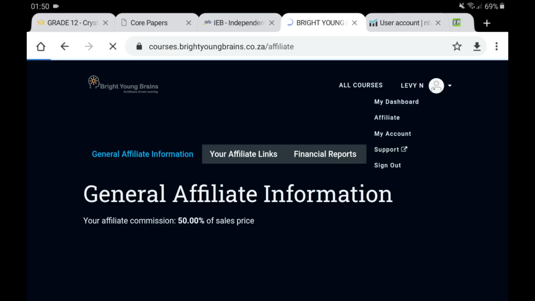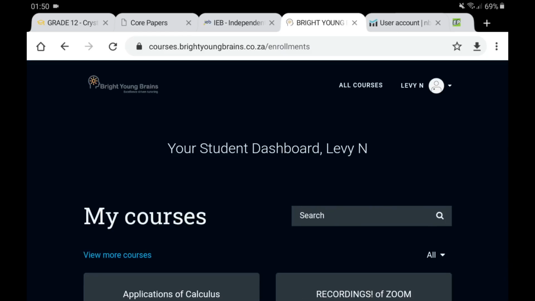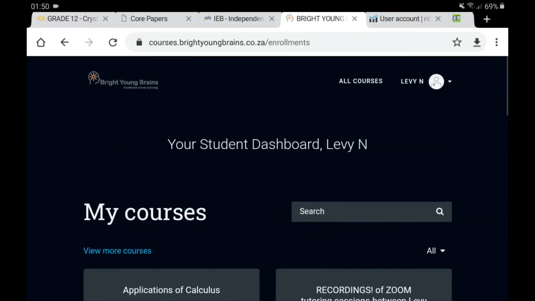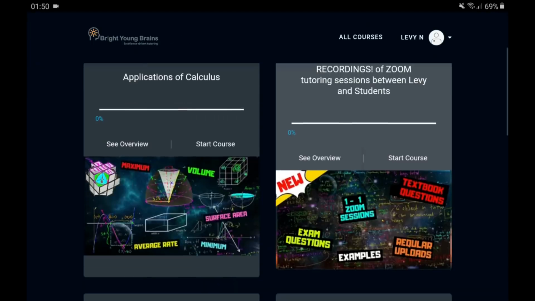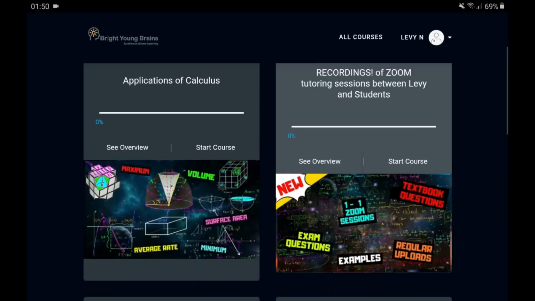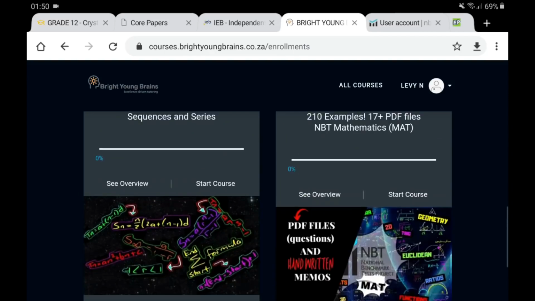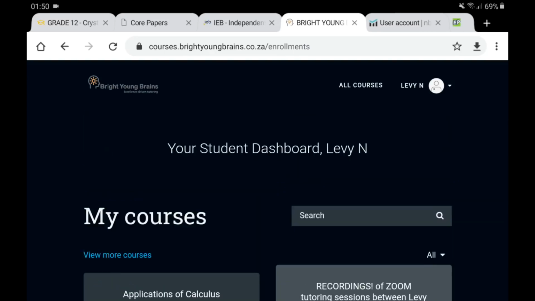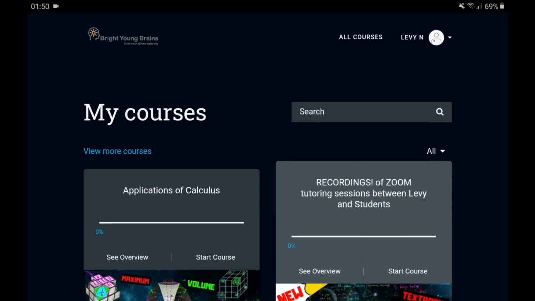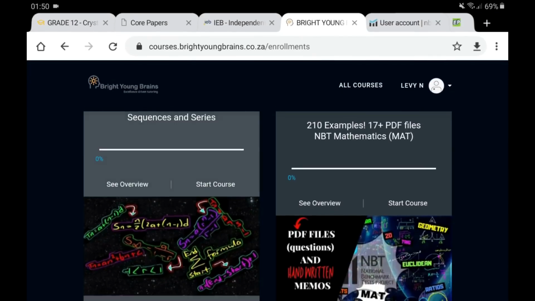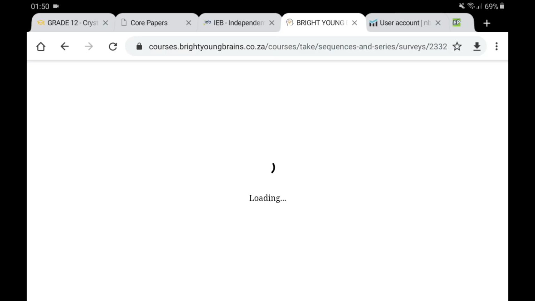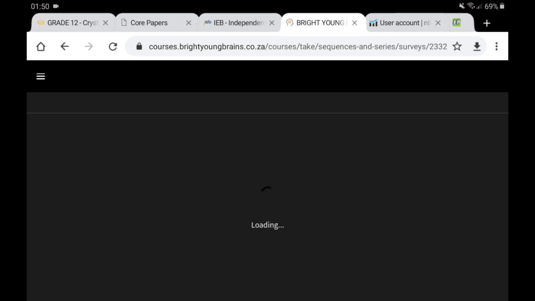You see, my dashboard. This is just like a random profile that I created for myself. So there's nothing, that's why all this is just zeros, you see, because it's just a random profile. But this is giving you an idea of what it looks like when a person is enrolled. So when a person is enrolled, for example, if I go to the sequences and series course, this one here, the first thing that I'm going to obviously see is chapter 1, video number 1.